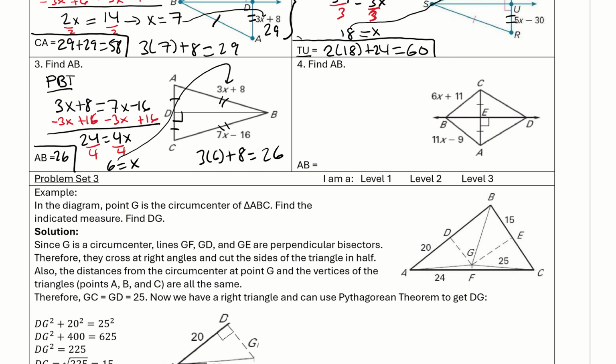All right, and then same thing here. So now if these are congruent and this is a right angle, right, then these have to be congruent. So that's the perpendicular bisector theorem.